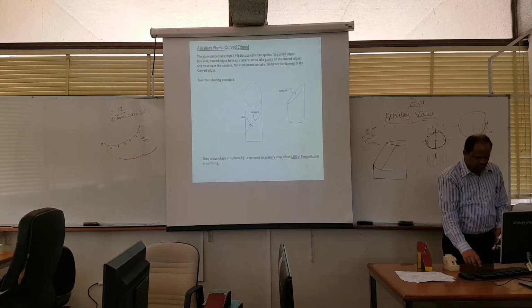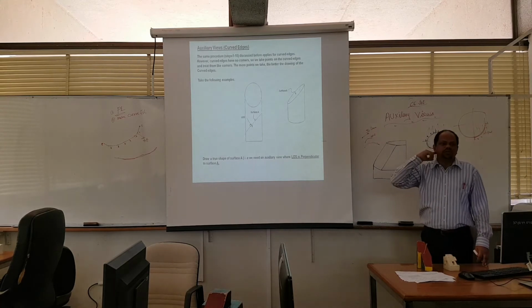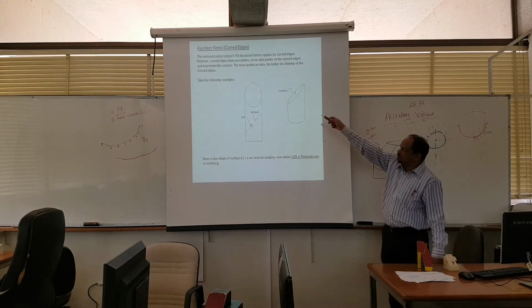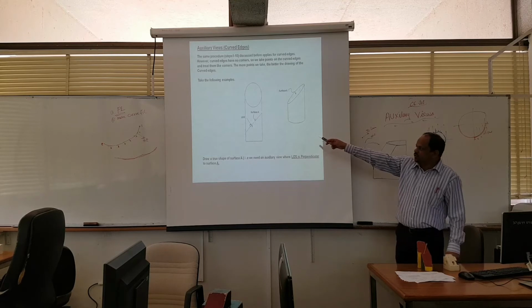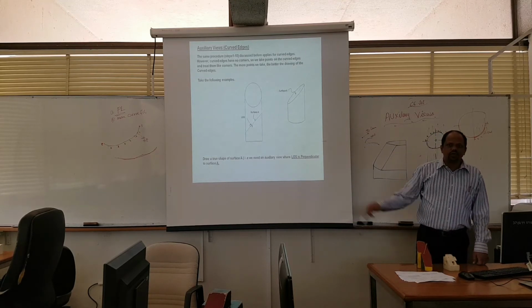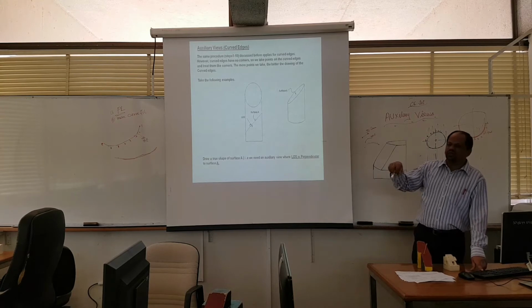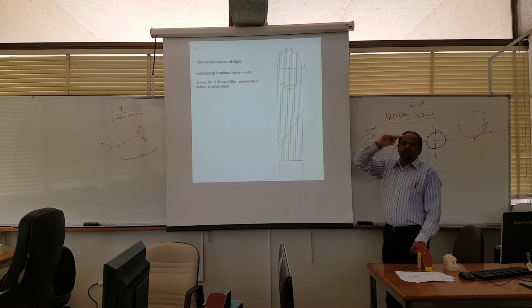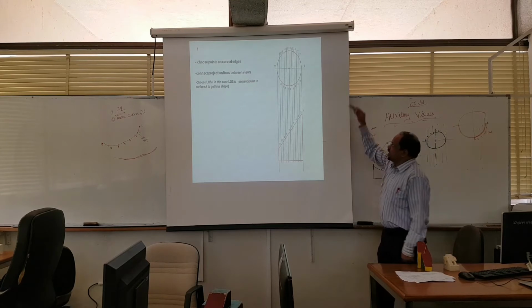So this is now the auxiliary view for curved edges. Curved means it's circular. See, in the top view it is a circle. In the side view it is like this. This is the object, how it looks. Now, in this case, one extra step we have to do, that is, in order to define the corners 1, 2, 3, 4, we have to slice it.